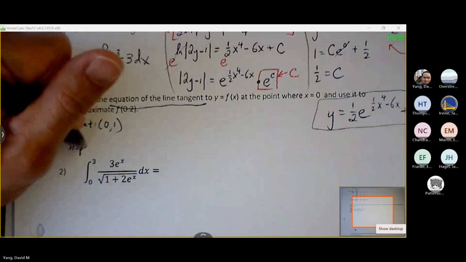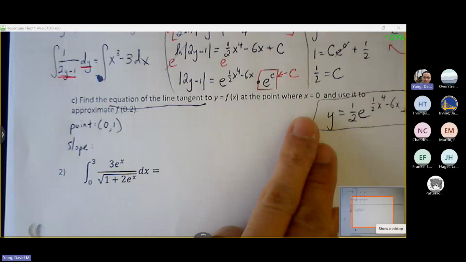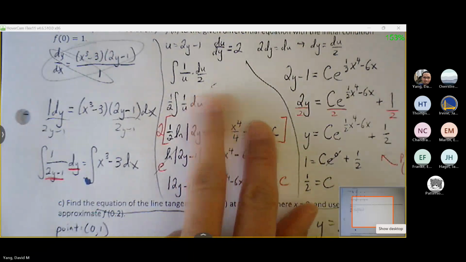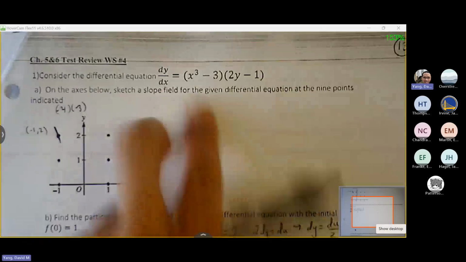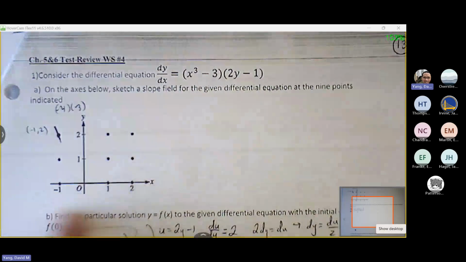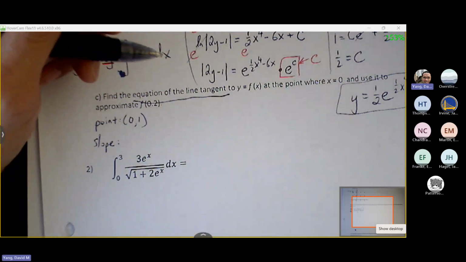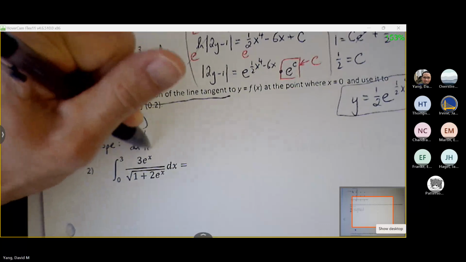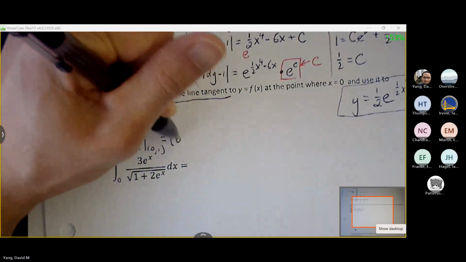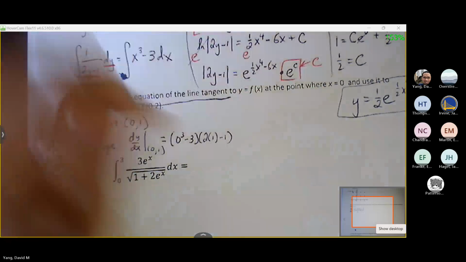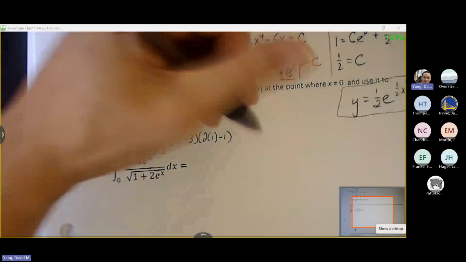And I need slope. How do I find slope? Use dy over dx. My dy/dx is my slope formula, right? My derivative gets me a slope value, just like how I did with my slope field. So take my ordered pair, 0, 1, and plug it into your dy/dx. -3 times 1 is -3.